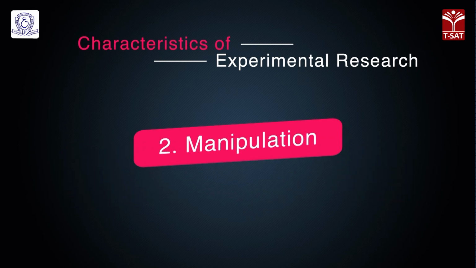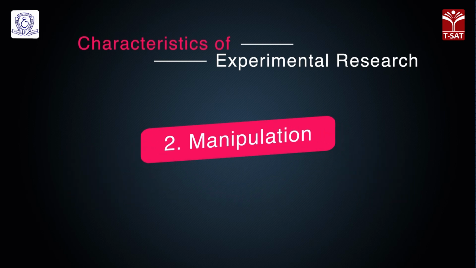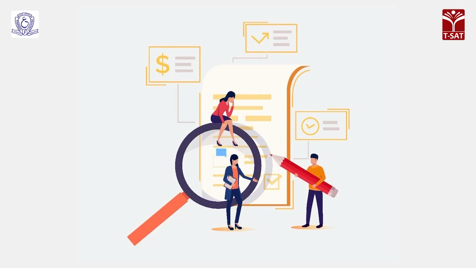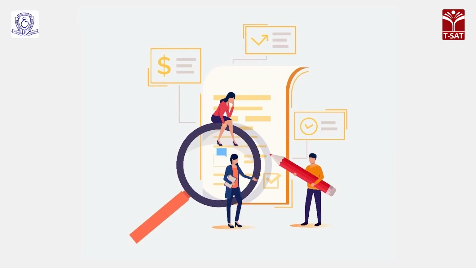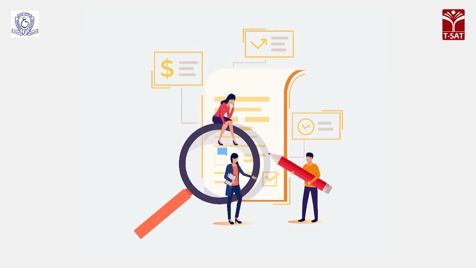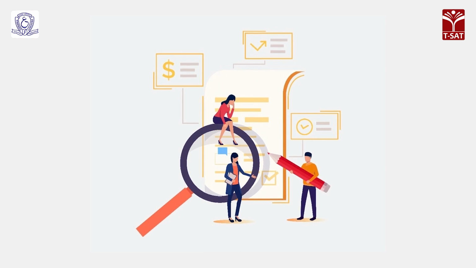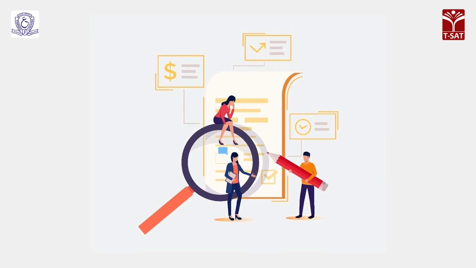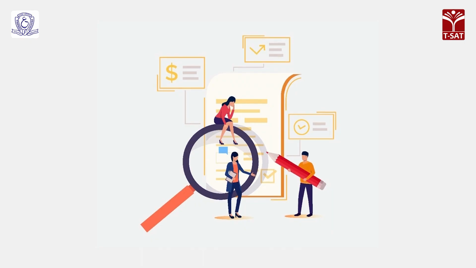And the second one is manipulation. Manipulation of a variable is another distinguishing characteristic of experimental research. It refers to a deliberate operation performed by the researcher. In contrast to descriptive research, in which the researcher simply observes conditions as they occur naturally, the researcher in experimental research actually sets the stage for the occurrence of the factors whose performance is to be studied under conditions where all other factors are controlled or eliminated.